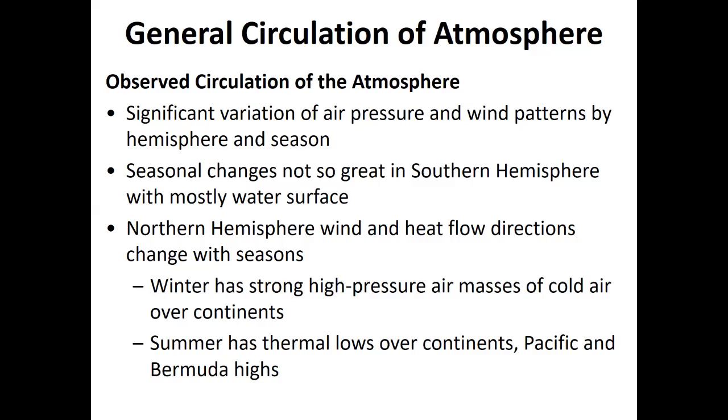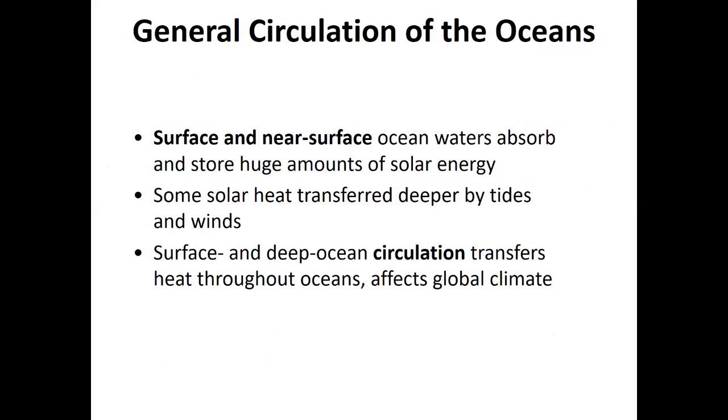Whereas in the northern hemisphere, there's a much more dramatic change with seasons because you have more evenly distributed land and water surfaces. So winter has strong high pressure air masses of cold air over continents, and summer has thermal lows over continents, which creates high pressure zones over the Pacific and the Bermudas, which are the oceans to the east and west of North America.